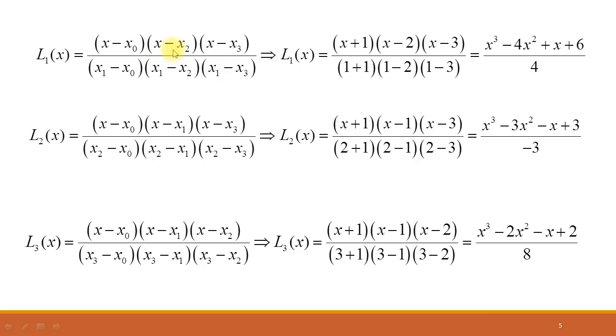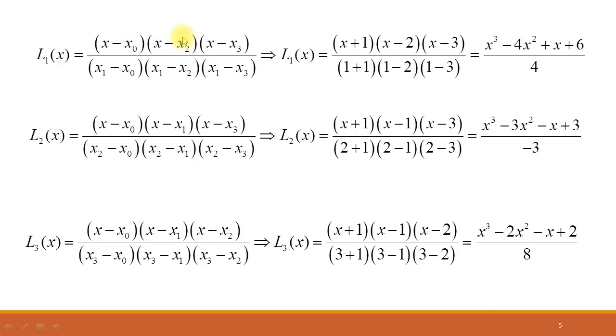Do not write x1 in the numerator for L1, write x1 in the denominator and subtract all remaining x values from this x1. So x1 minus x0, x1 minus x2 and x1 minus x3. If we write in the numerator x minus x0, x minus x2, x minus x3, then this x0, this x2, this x3 will be subtracted from x1. So this is the L1 formula.